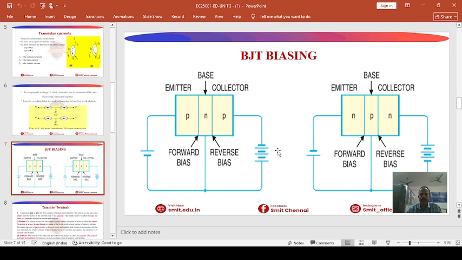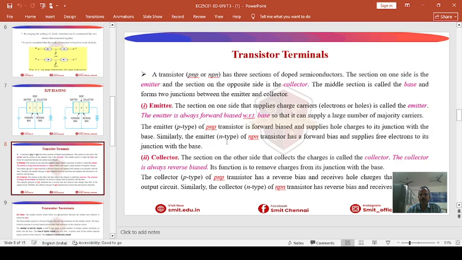Very important is the emitter-base junction. If it is forward biased, then it will act like a forward biased diode, whereas the base-collector junction is reverse biased, so it will act like a reverse biased diode. So one will be in on state, the other one will be in off state. The terminals are very important. The famous three terminals are emitter, base and collector.